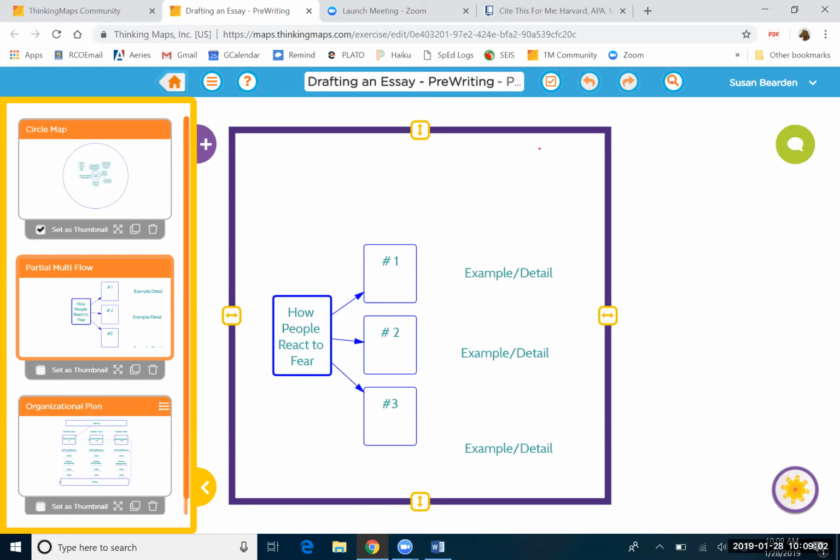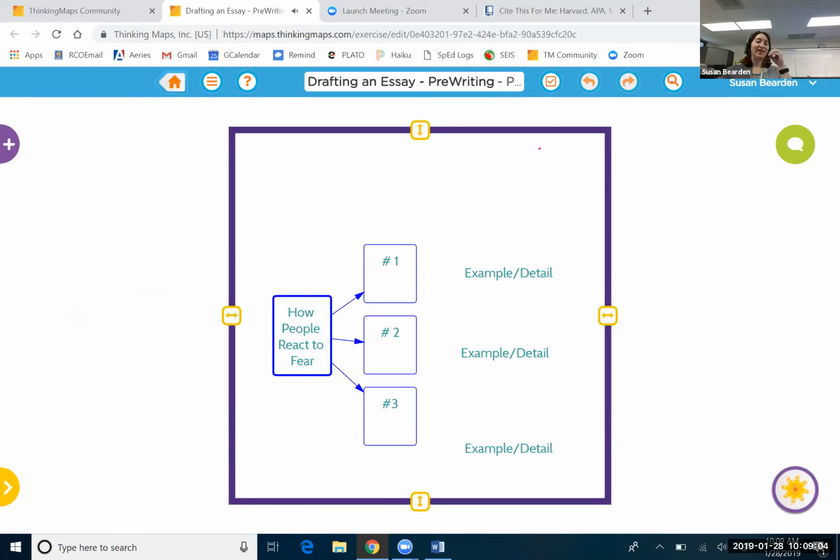And a partial multi-flow map is going to give us an opportunity to help focus our writing a little bit more. And you may not be ready to get to this step yet if you're still adding information onto your first map. That's totally okay. You can take some more time to add to that, but I want you to see what comes next in the next step. Okay. No, stop. There we go. All right. So we're going to show you what this multi-flow map looks like.